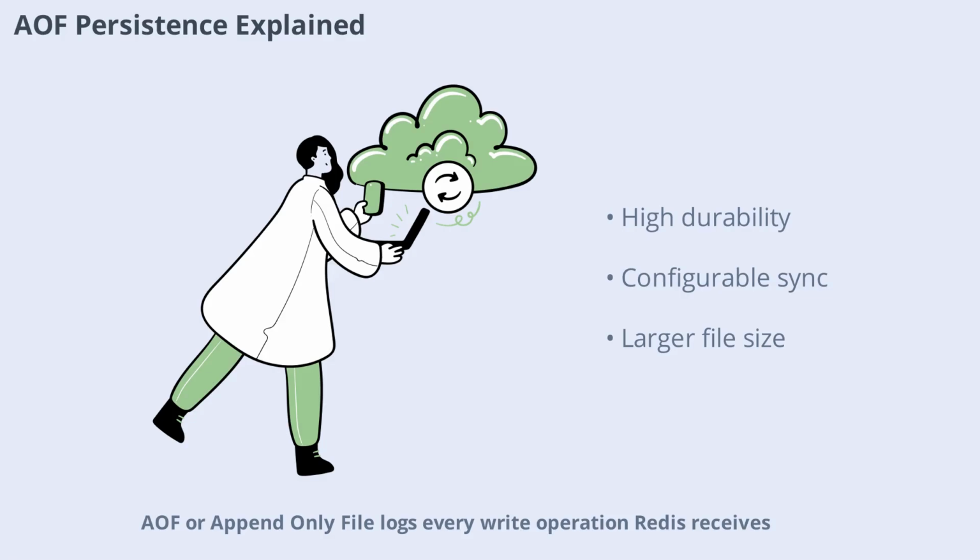AOF, or append-only file, logs every write operation Redis receives. This method offers higher durability, as you can configure how often data is flushed to disk, every write, every second, or never. AOF files are larger and can be slower than RDB, but they minimize data loss to just a second or less. Redis can also rewrite AOF files in the background to keep them manageable. AOF is a solid choice when durability is a priority.